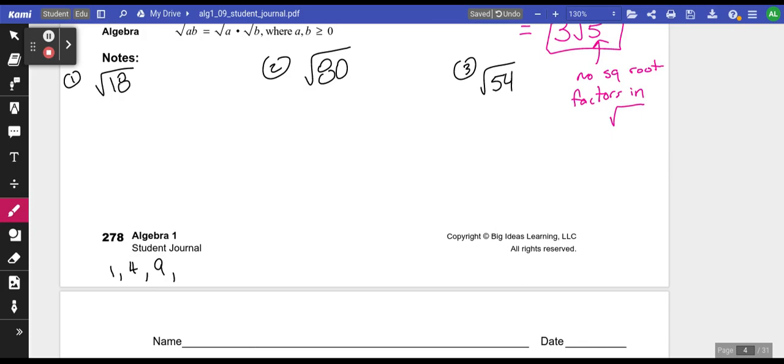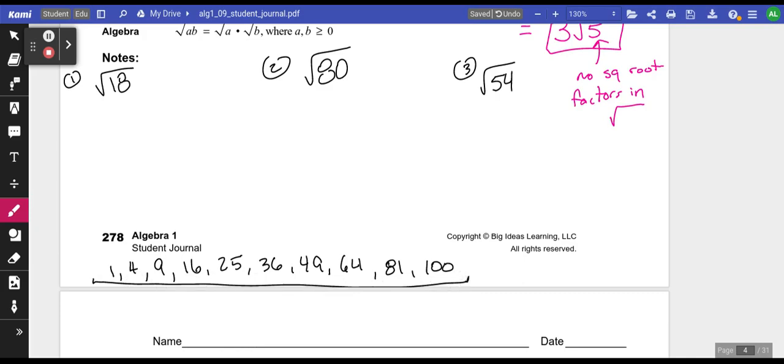4, 9, 16, 25, 36, 49, 64, 81, and 100. Those are probably going to be the most useful ones for us. Okay, so looking at 18, you want to be thinking, okay, what perfect square factor do I have in 18? And I can think, oh, I have 9. Okay, I've got 9 and 2.